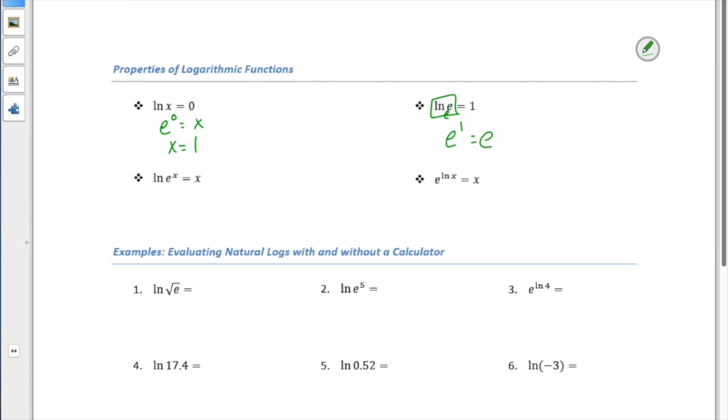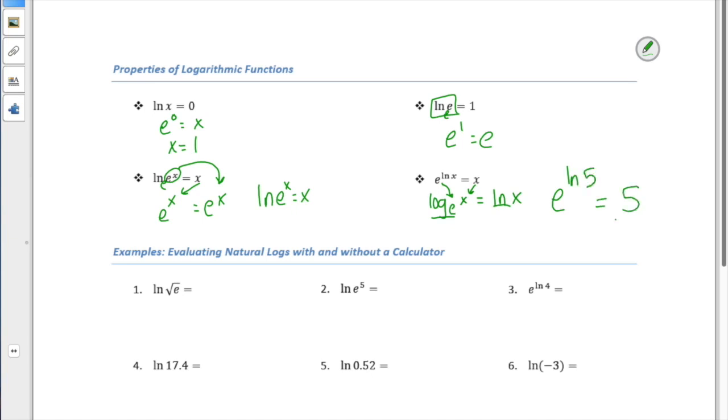Same idea over here. This is saying that e to the x power is going to equal e to the x. So if we have ln of e to the x power, it will always equal that x value every time. And here, very similarly, if I actually switch this into log form, because it's in exponential right now, so I do log base e of x equals ln of x, that should make perfect sense to you because log base e and ln are the same thing. So if I have e to the ln of 5, that's going to just equal 5.